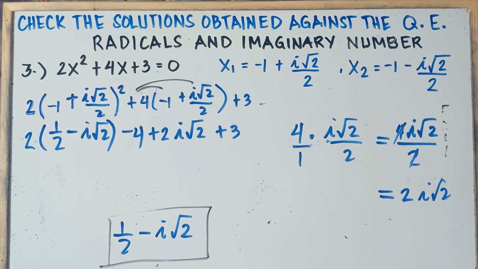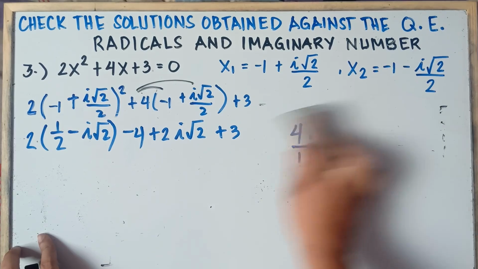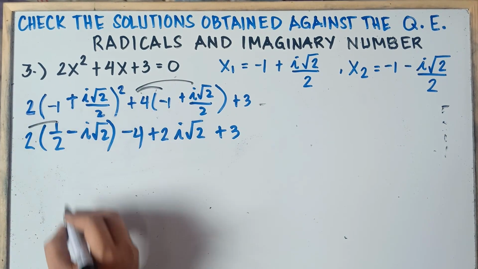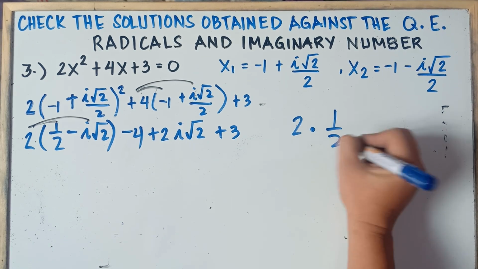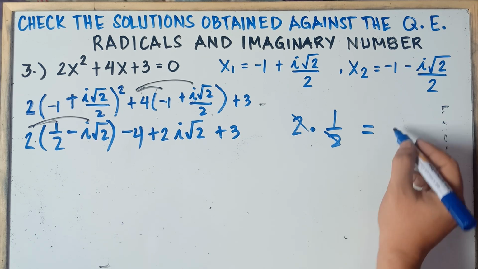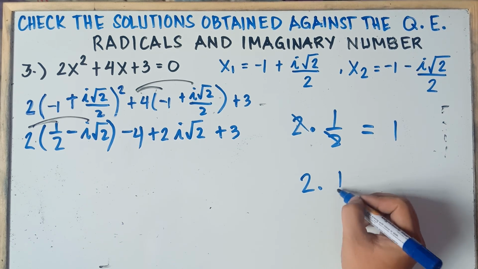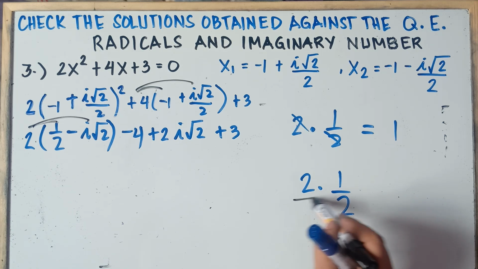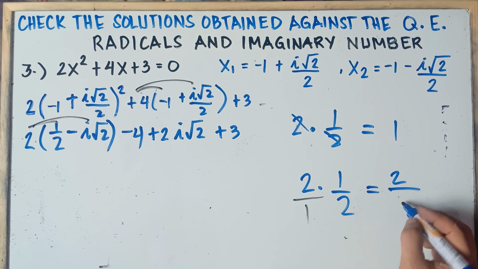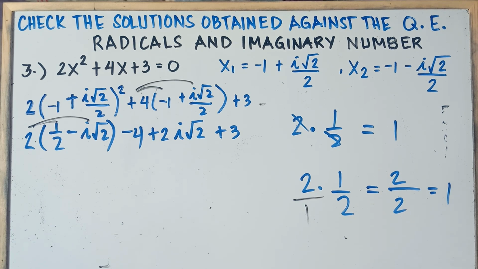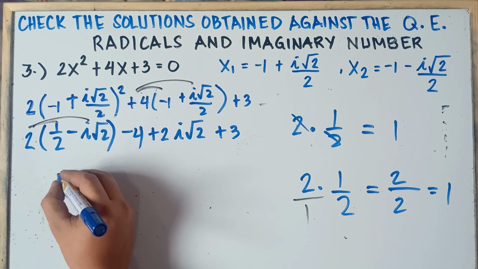Alright, and then almost done, class. You distribute this one. So 2 times 1/2. So we can cancel 2, right? That is 1. Understood that there's 1 here for the denominator. 2 times 1 is 2. 1 times 2 is 2. 2 divided by 2, that's 1. So 2 times 1/2, that is 1.